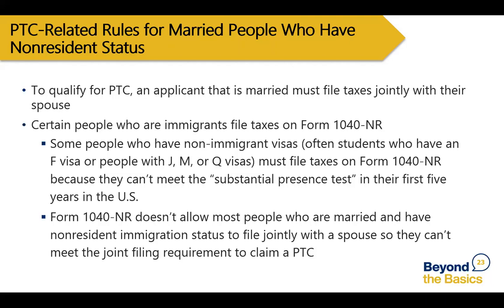There are some exceptions that I know were covered in another webinar, Beyond the Basics, like if the spouse abandoned them or different things like that. It's pretty rare. So we have this general rule that some individuals who are non-residents bump up against, and it makes it very difficult for them to meet this rule, because certain people who are immigrants file their tax on Form 1040 NR, okay? And some people who have a non-immigrant visa, oftentimes students who have an F visa or people with a J or M or Q visa, must file this form, the 1040 NR, because they can't meet the substantial presence test in their first 5 years in the US, okay?